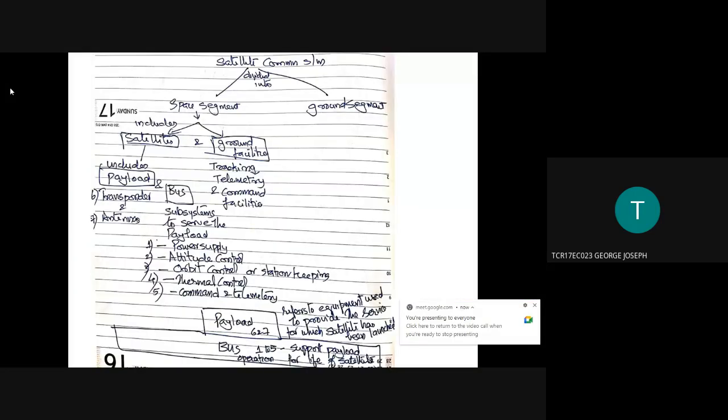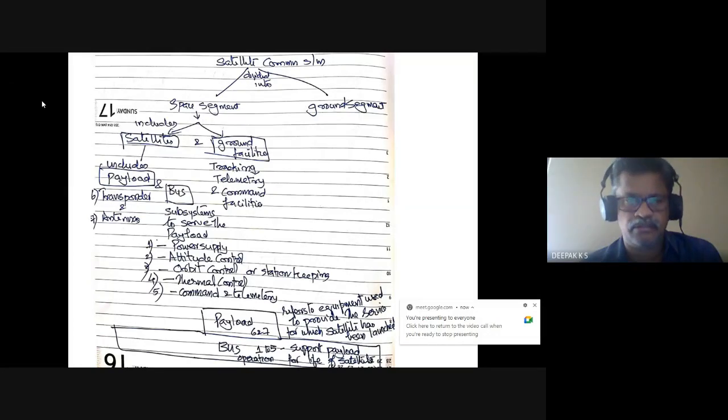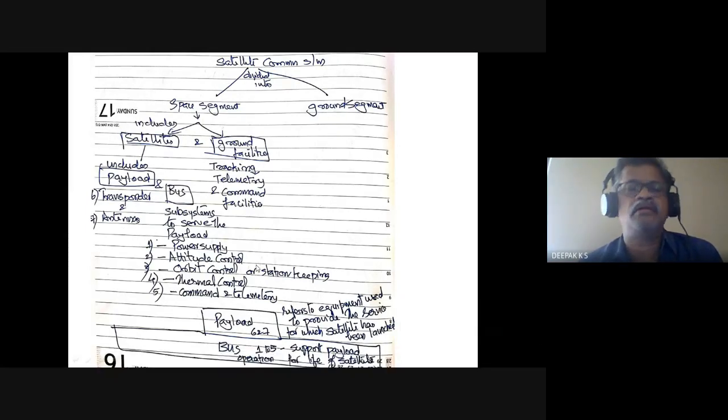Okay, so the last few classes we were discussing the satellite communication system. There is a payload, and the other systems which support the payload are called the bus. We had seen all these things. And the basic payload is the transponder and antennas.